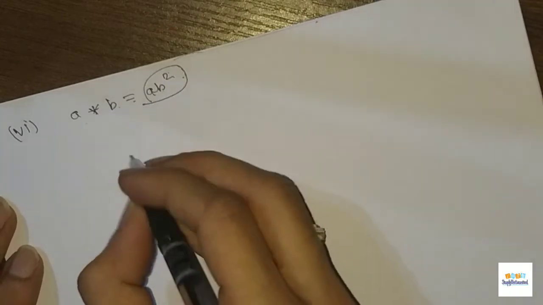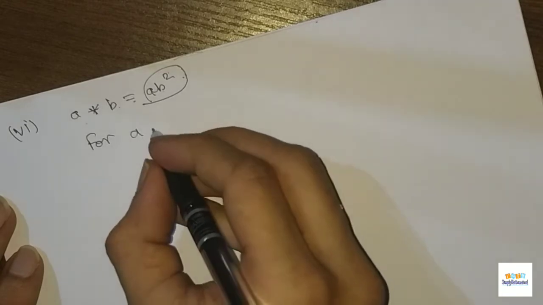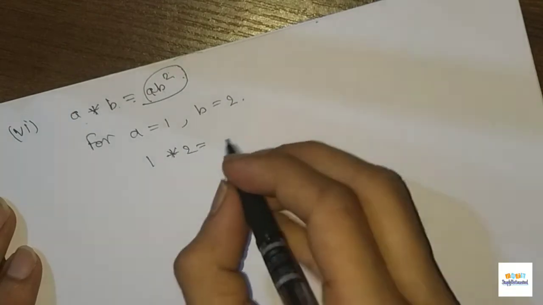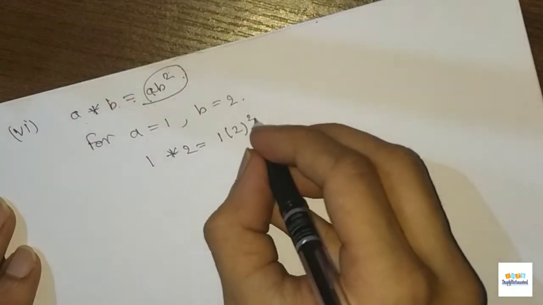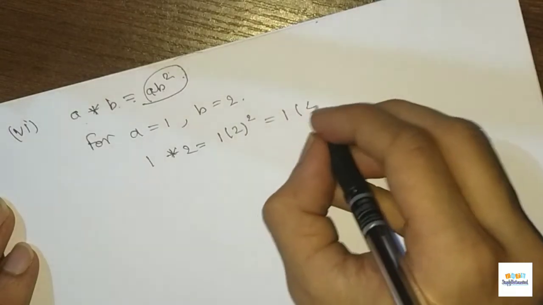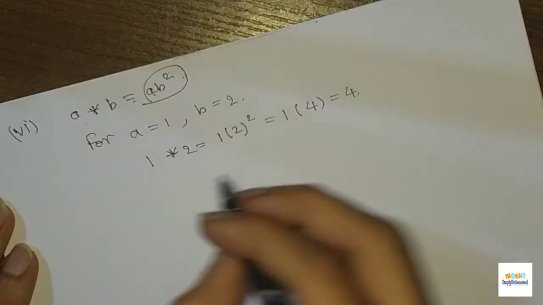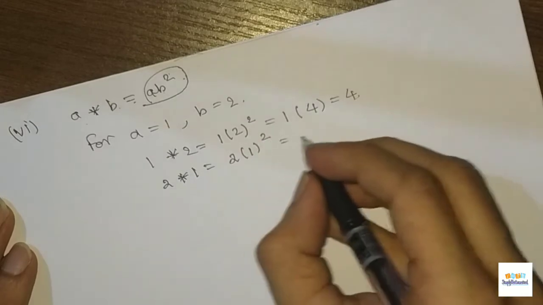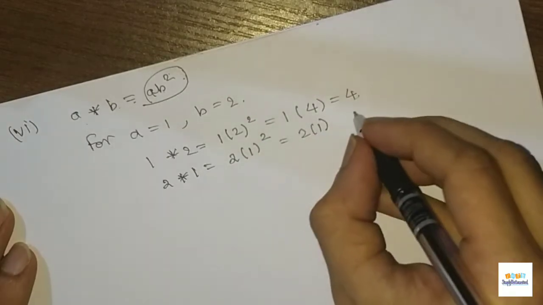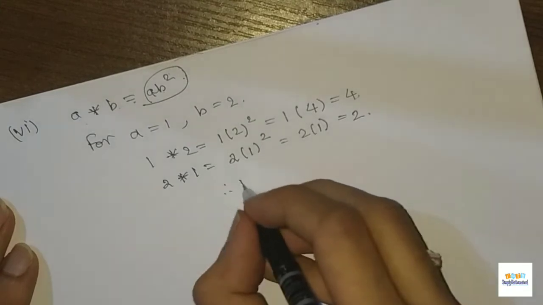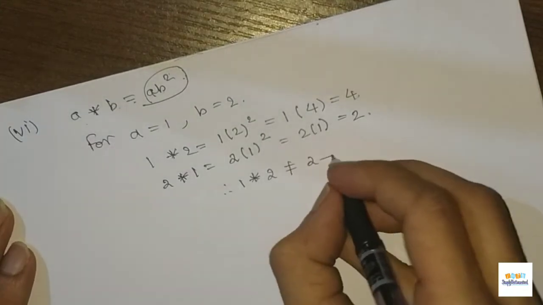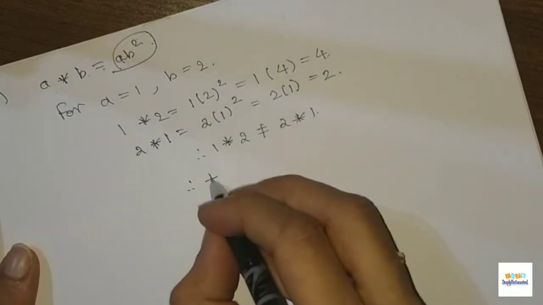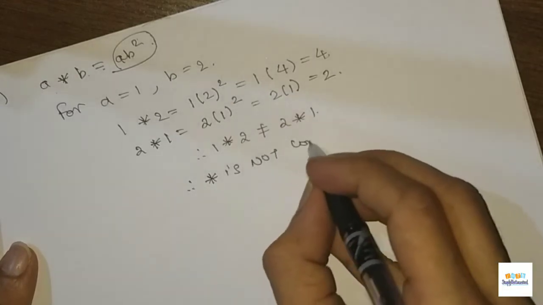Both are different, right? So we have to show it by taking an example. For A equal to 1, B equal to 2, what is 1 star 2? That is equal to 1 multiplied by 2 square, which is equal to 1 multiplied by 4, which is 4. Then what about 2 star 1? That is equal to 2 multiplied by 1 square, which is 2 multiplied by 1, which is equal to 2. So therefore 1 star 2 is not equal to 2 star 1. So star is not commutative.